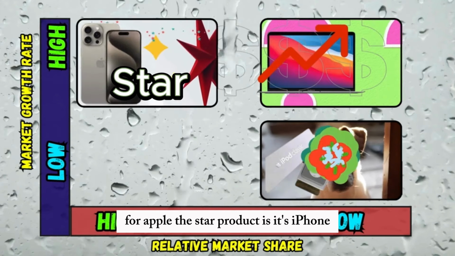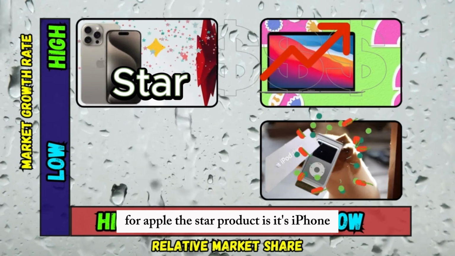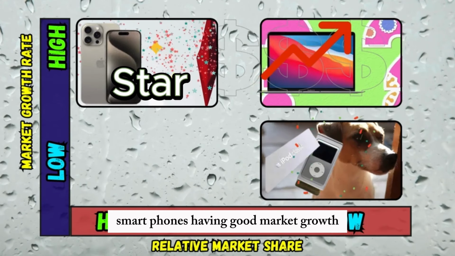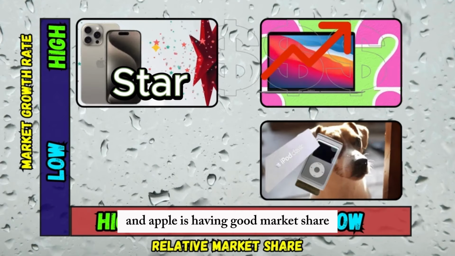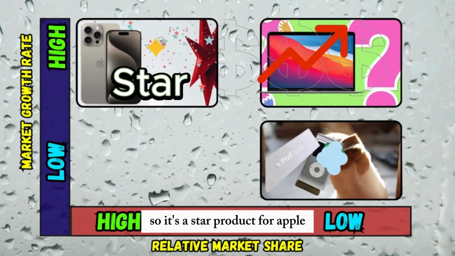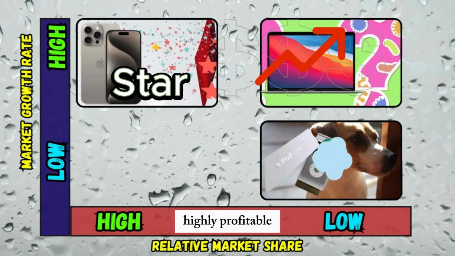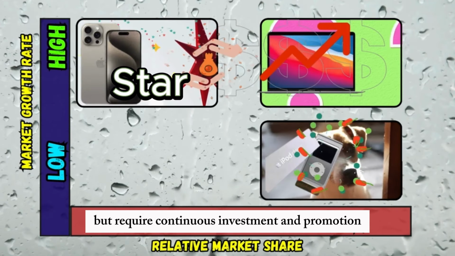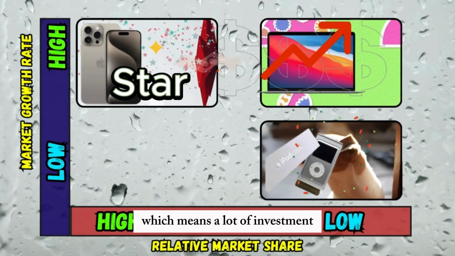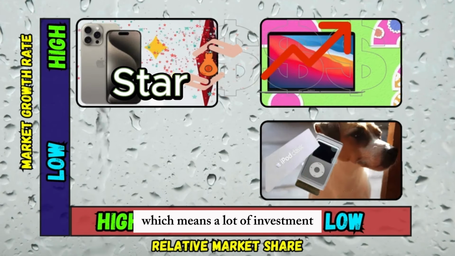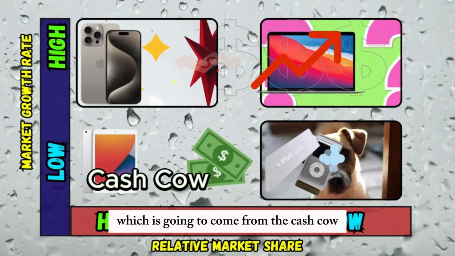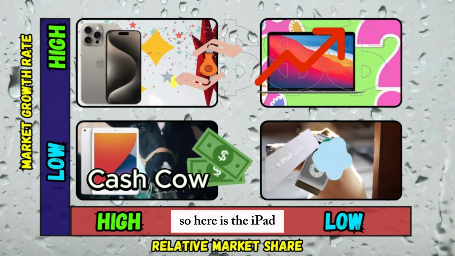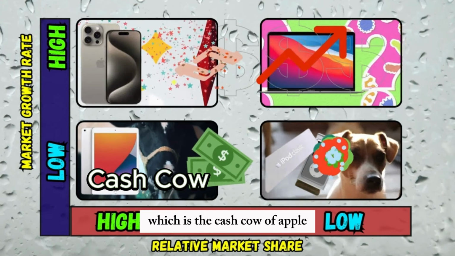For Apple, the star product is its iPhone. Smartphones having good market growth and Apple is having good market share. So it's a star product for Apple. Highly profitable, but require continuous investment and promotion, which means a lot of investment, which is going to come from the cash cow. So here is the iPad, which is the cash cow of Apple.